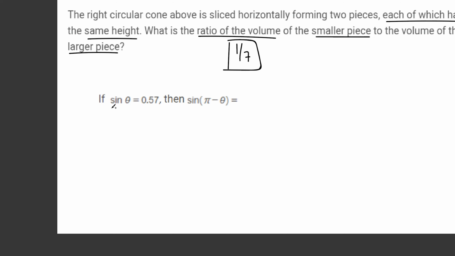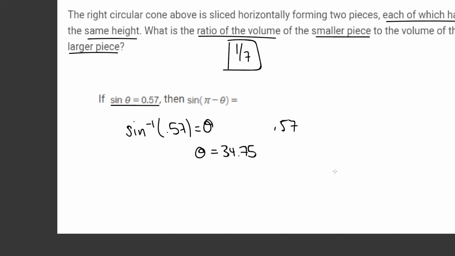Okay, so this last problem involves a bit of trigonometry. So if we have this given, sine theta is equal to 0.57, what we could do is do the sine inverse of 0.57 in order to find theta. So let's plug that into our calculator now. Sine inverse 0.57. Theta is equal to 34.75. So if we do 180 minus that value, and then we just take the sine of it, we'll get 0.57 again.